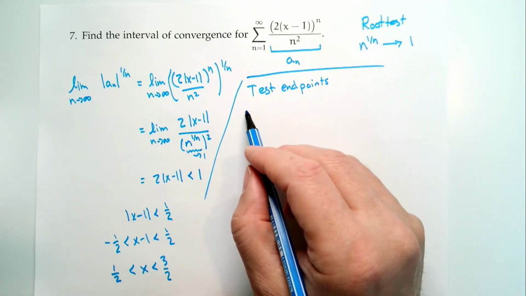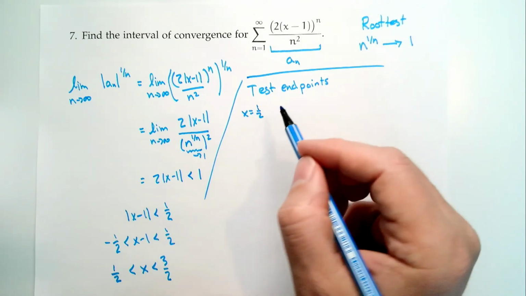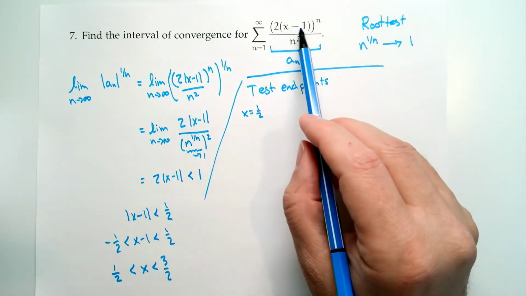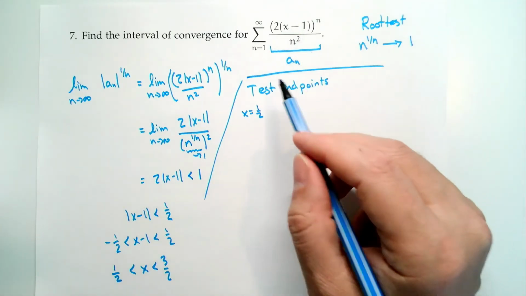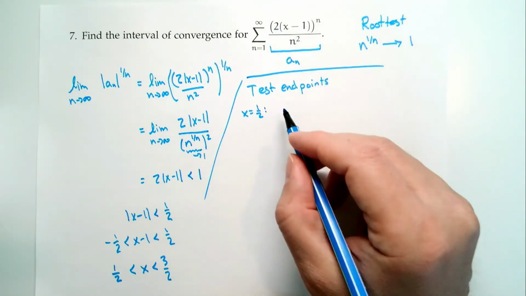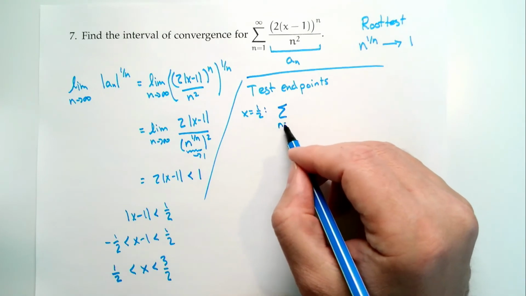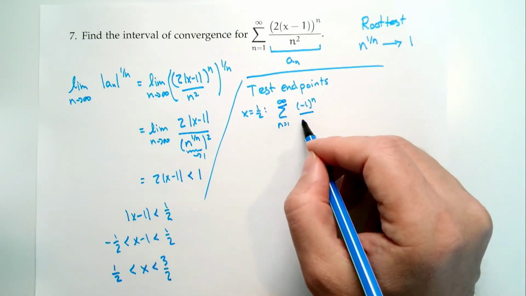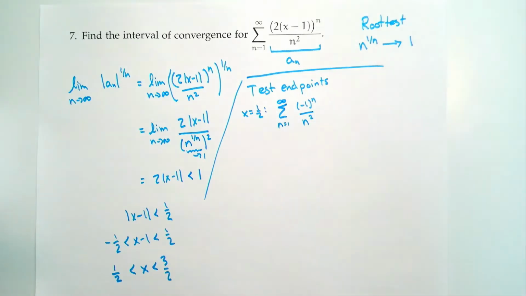So, let's plug in 1 half. So, let's just go ahead and do the computation here. A half minus 1, that's negative a half. And then if we double that, that's negative 1. So this becomes the sum from 1 to infinity of negative 1 to the n over n squared.